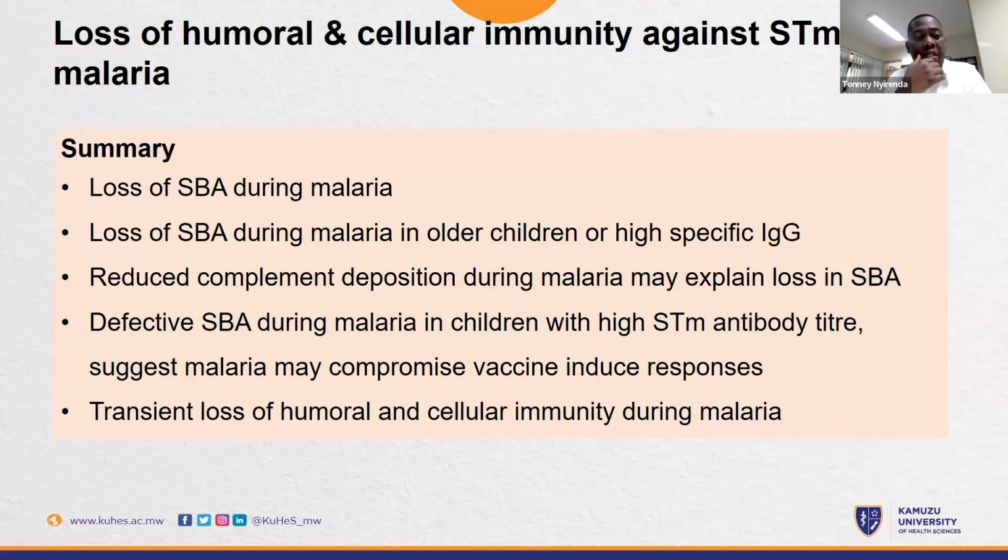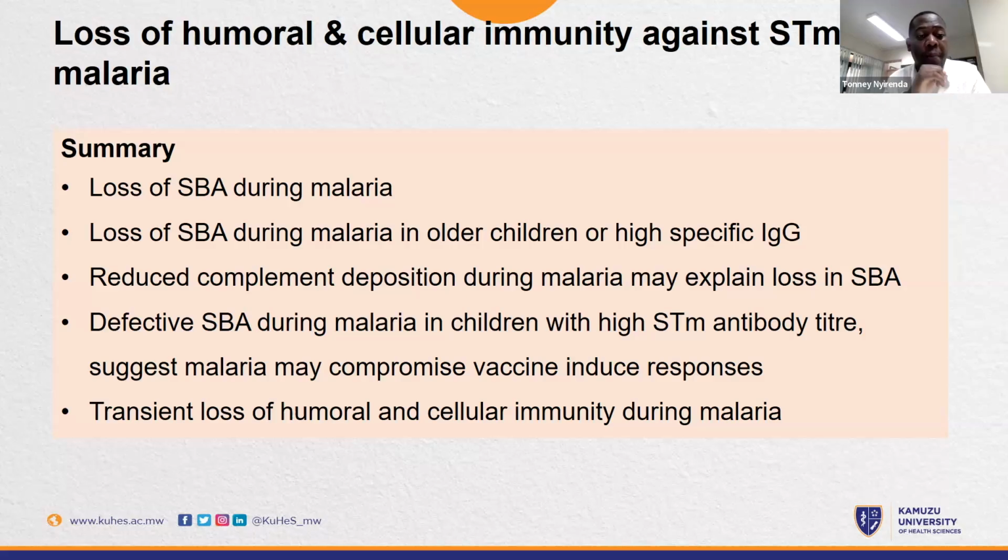So considering the investigations that we had done and what I've shown, we say that there's loss of serum bactericidal activity during malaria, and this loss is also seen even in older children, even those children with high specific IgG titers. We see reduced complement deposition. This may explain the loss in serum bactericidal activity. There was defective serum bactericidal activity during malaria in children with high antibody titer.